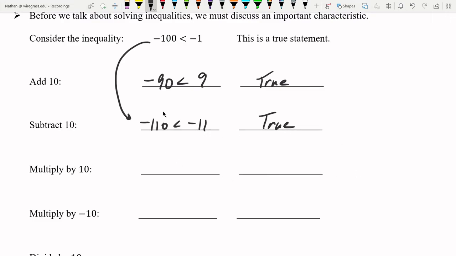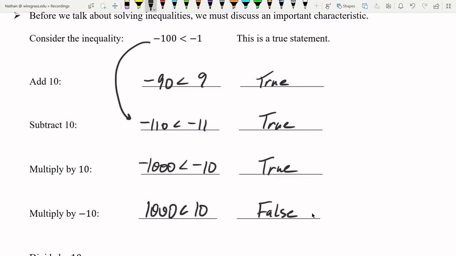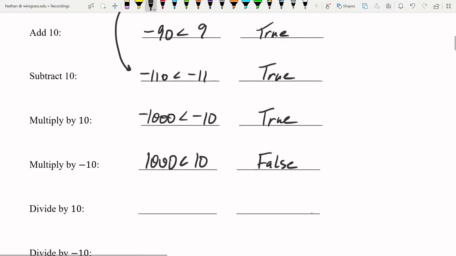From this original statement, multiplied by 10, we're going to get negative 1000 is less than negative 10. True. From this original statement, we're going to multiply by negative 10. That's going to give us 1000 is less than 10. This is false. However, we can make this true quite simply by just flipping the inequality. And this will be true.